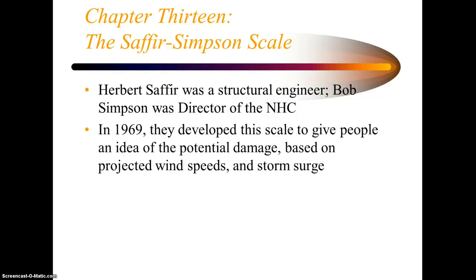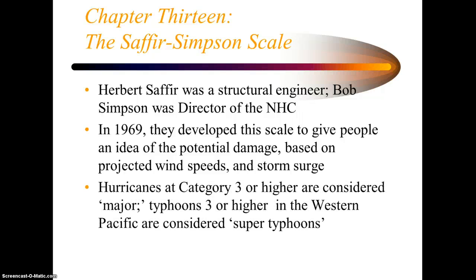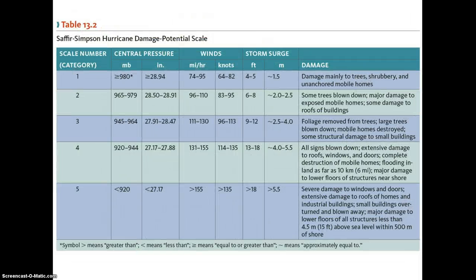In 1969, these guys got together for coffee, presumably, and they developed a scale to give people an idea of the potential damage based on projected wind speeds and also the storm surge. So they came up with the Saffer-Simpson hurricane category scale. Hurricanes of Category 3 or higher are considered to be major hurricanes. In the Western Pacific, typhoons Category 3 or higher are considered to be super typhoons. So anything 3 or better means that these things are very, very destructive storms.